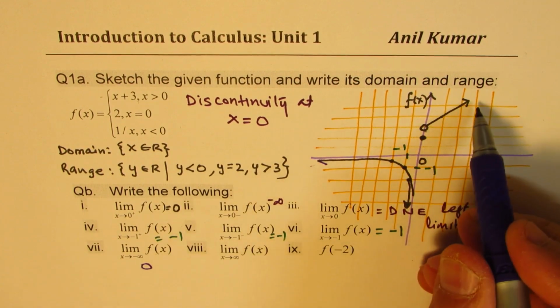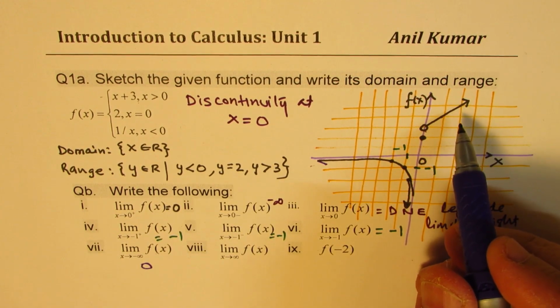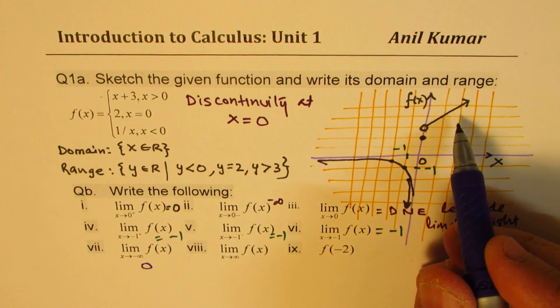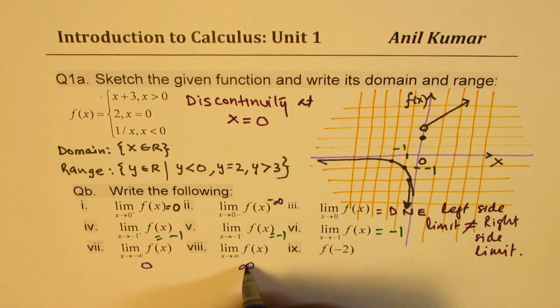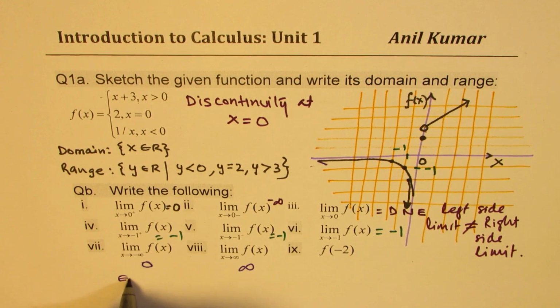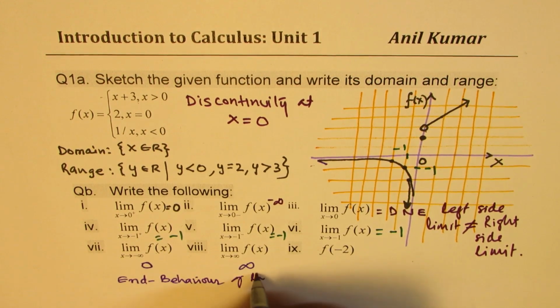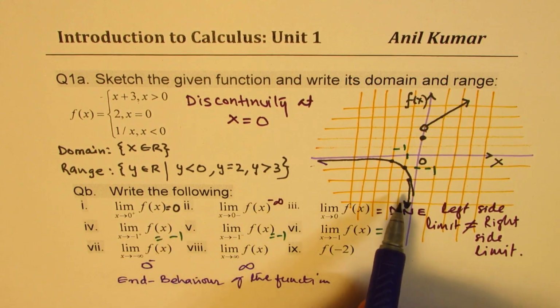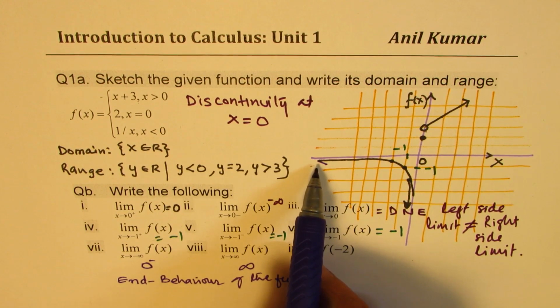When we are approaching positive infinity, it is positive infinity, right? Or you can say does not exist. So both could be the right answers. It's good to write positive infinity since we see the end behavior. So these two limits also give us the end behavior of the function. At times, we also write this as 0 minus, saying that it is approaching 0 from the negative side.